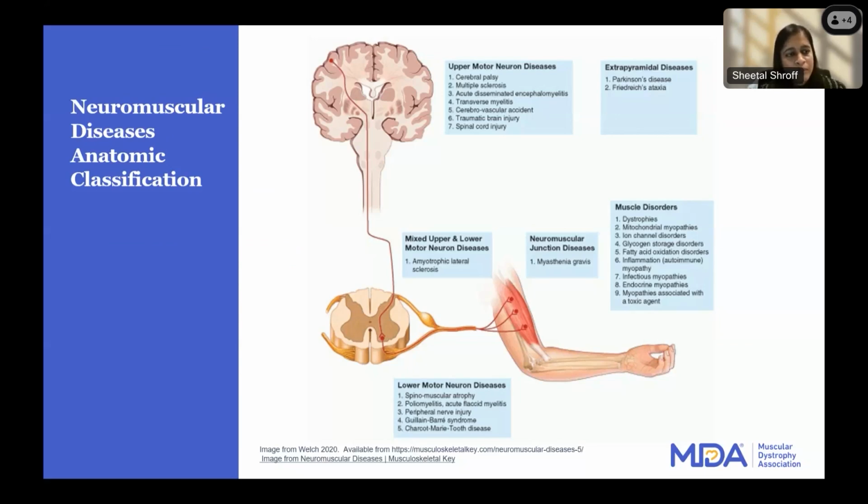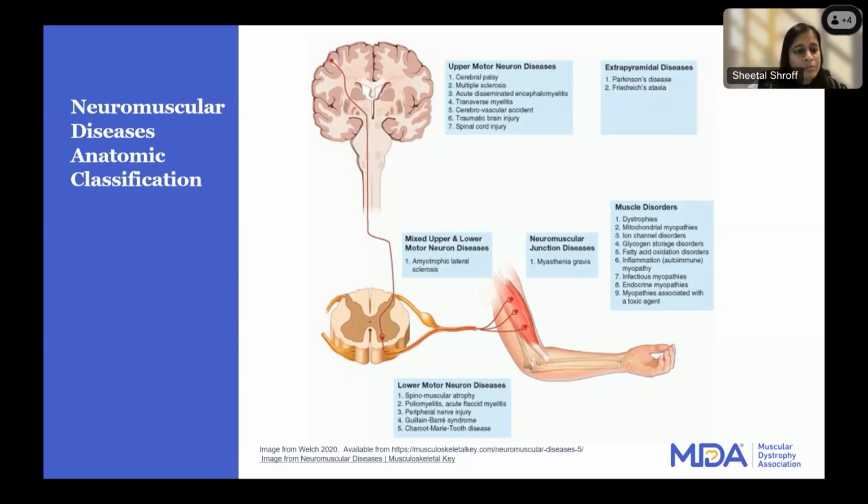Now, moving a little further proximally, after the muscle, we have the neuromuscular junction. So this is where the nerve and the muscle communicate with each other. So here, myasthenia gravis or some of the inherited forms like congenital myasthenic syndromes affect this neuromuscular junction area.